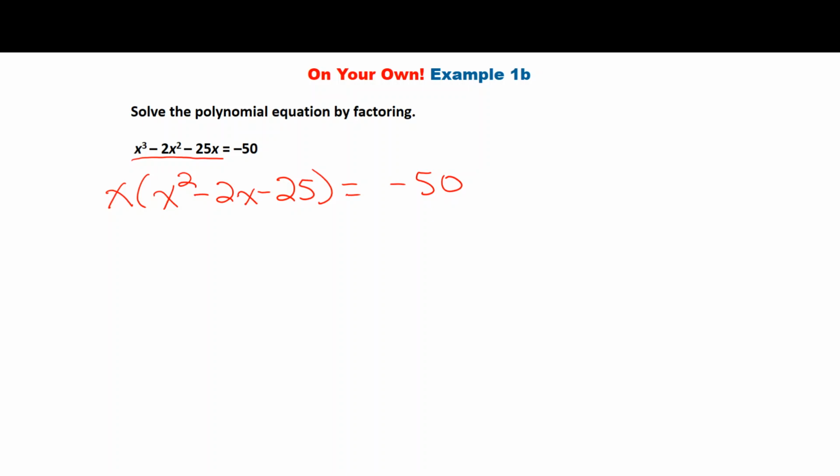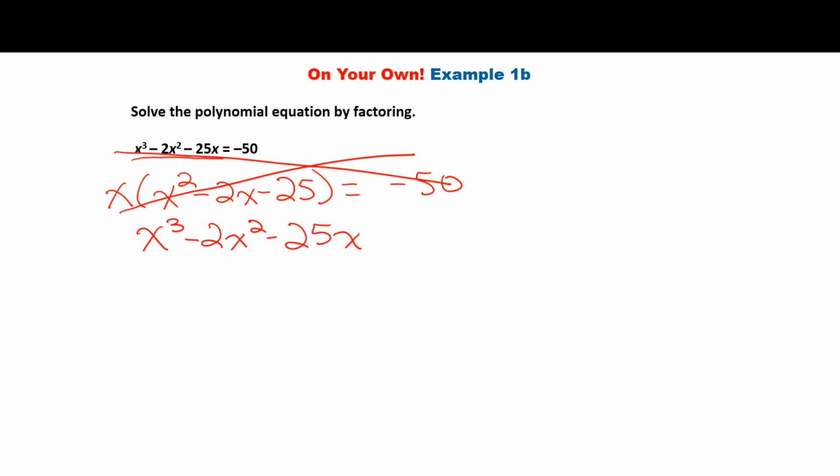Okay, you might have done that, but then you get to this step and say, oh no, what do I do now? So let's remember the very first thing I want you to do is go ahead and set it equal to 0. So let's change that to say x to the 3rd minus 2x squared minus 25x plus 50. Let's add 50 to both sides, and that's going to equal 0. Now we're going to be able to do our problem much easier.